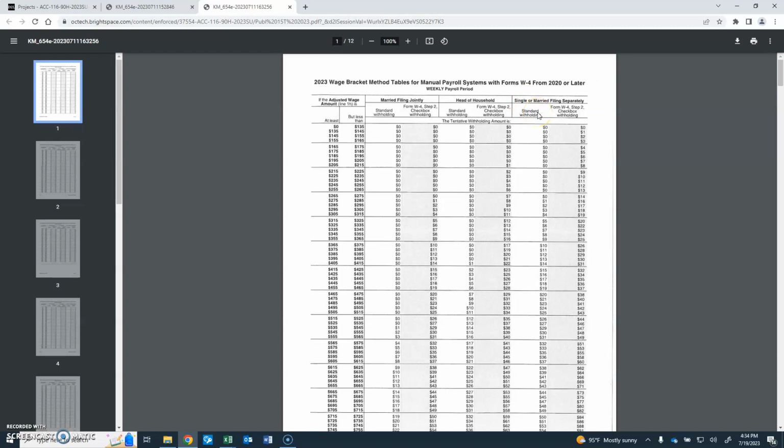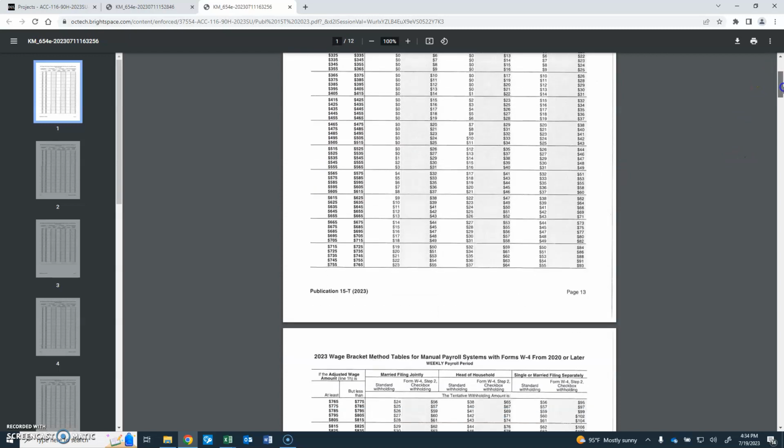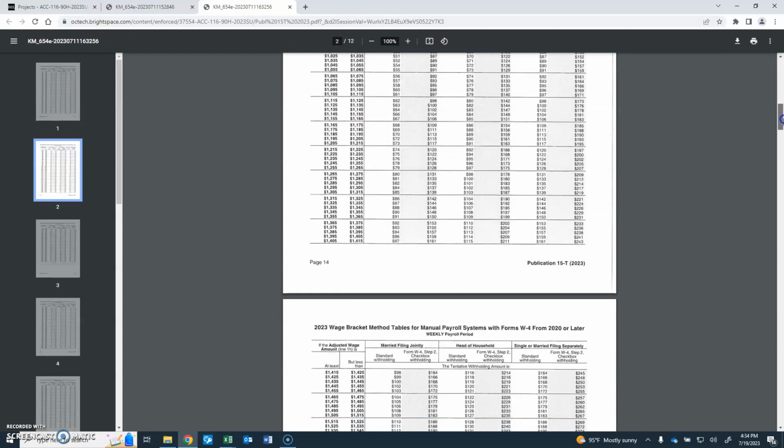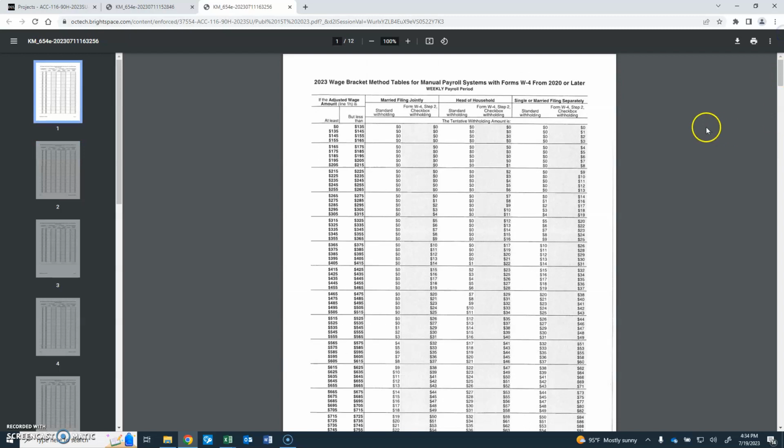Now we have to know how much they made, and we look that up over here on the left, under "at least" and "but less than." Joshua's current earnings were $998.80. So we're going to go down until we find that. Oh, sorry. First we have to look up the correct payroll period. This is for one week, a weekly payroll period.